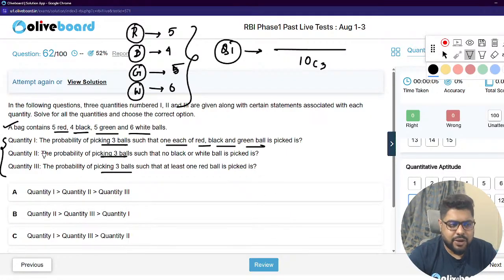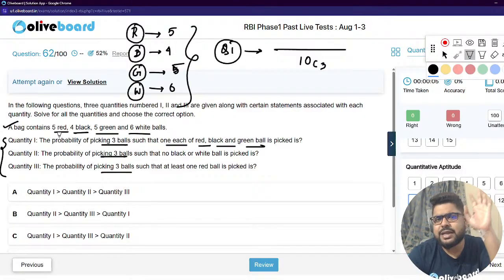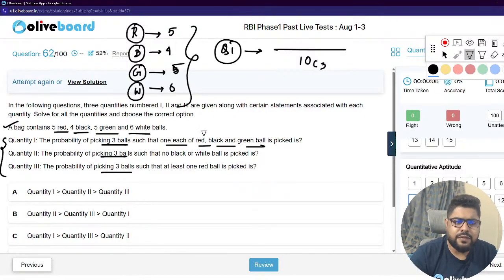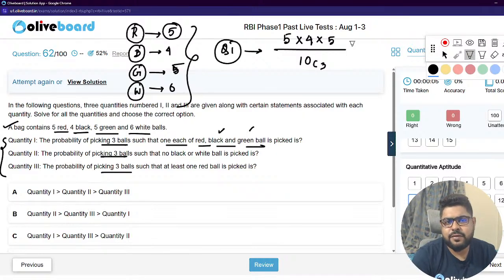रखो सर. Because I need to do what? I need to just calculate. One each of red. So red में से एक 5C1 that is 5, into 1 black 4C1 that is 4, and 1 green 5C1 that is 5. So that is 25, 100 by 10C3. Q2 sir.